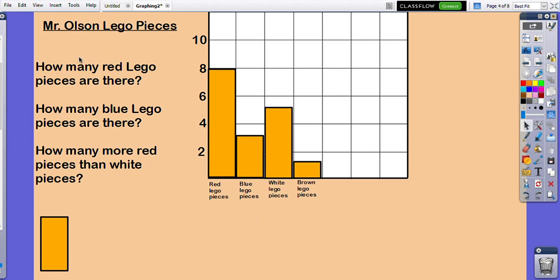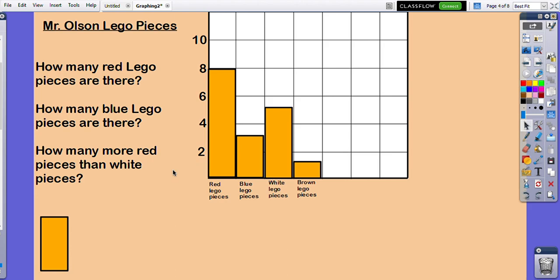How many red Lego pieces are there? Well, we can look at our graph. We see that the bar comes right to the line with the 8. So we know that we have 8 red Lego pieces. How many blue Lego pieces are there? Well, our line goes between the 2 and the 4. So we know the number between 2 and 4 is 3. So there must be 3 blue Lego pieces.